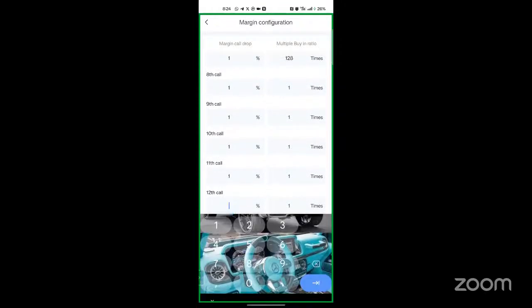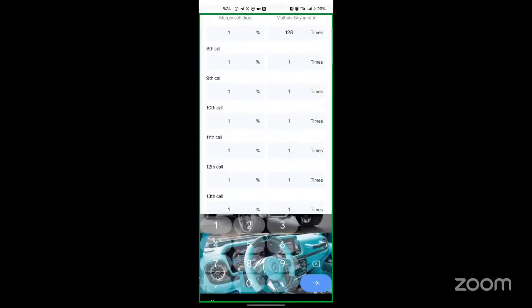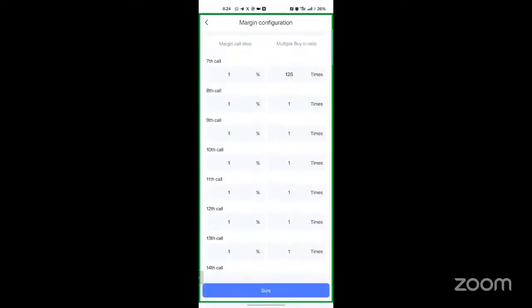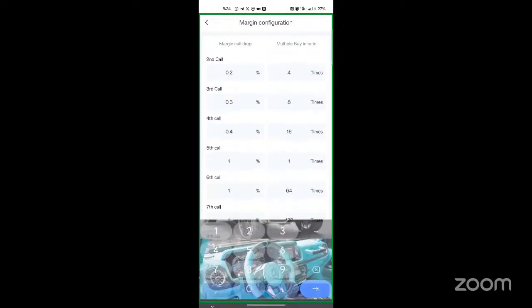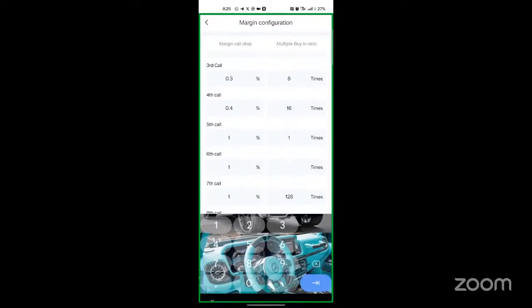Even I can make this, let me say 0.1, then I put 0.2, then I put 0.3, then I put 0.4. Okay, which is basically close to 1% because 0.7 is close to 1%. Then I put 1 here, 1 here, 1 here. Now look here.